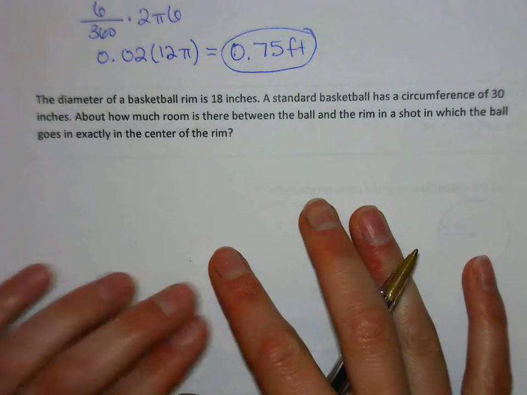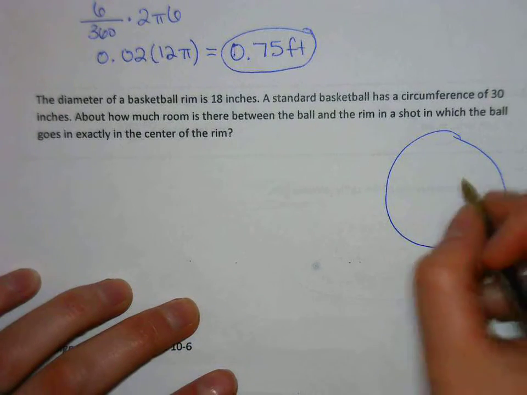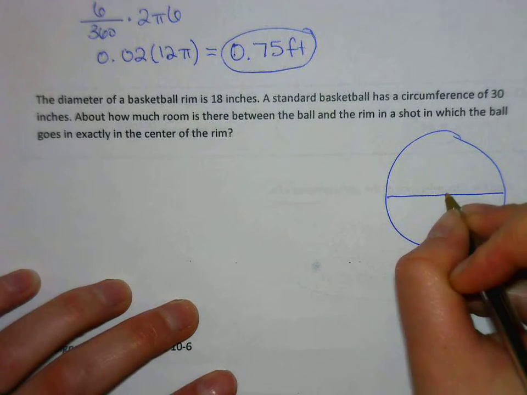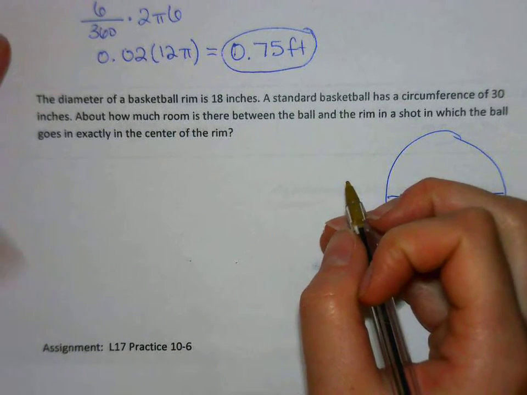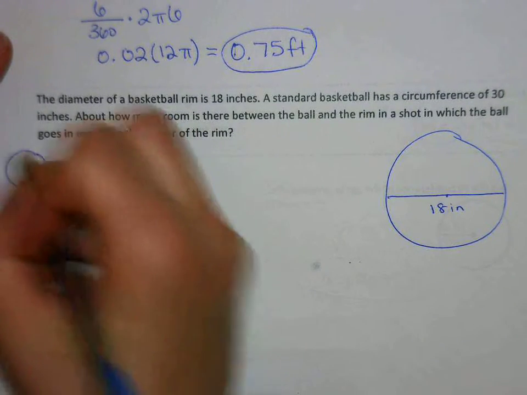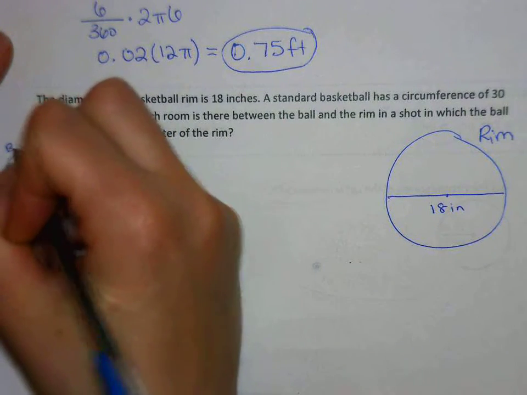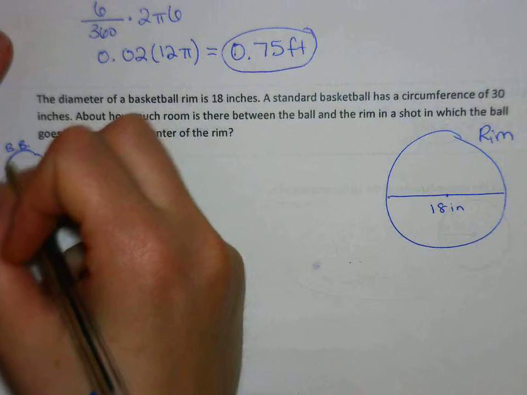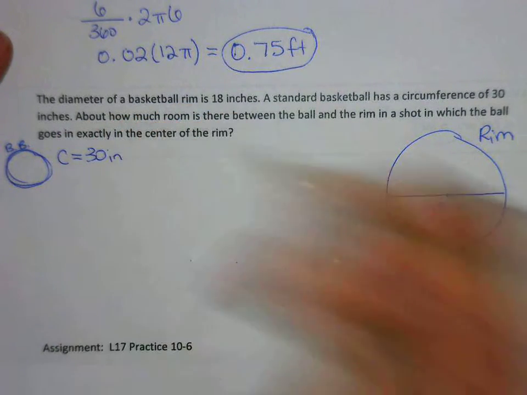So let's look at the last example. The diameter of a basketball rim. So if we look at the top of a basketball rim, the diameter of it is 18 inches. And we have a standard basketball. So here's our rim. And our basketball has a circumference. So going all the way around, the circumference equals 30 inches.